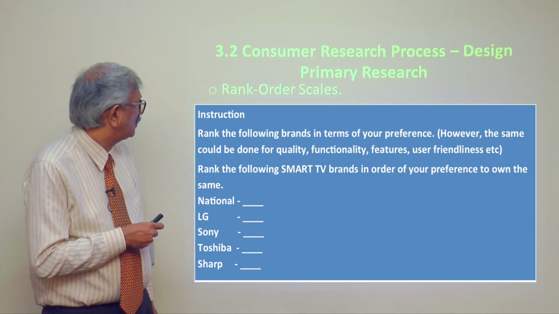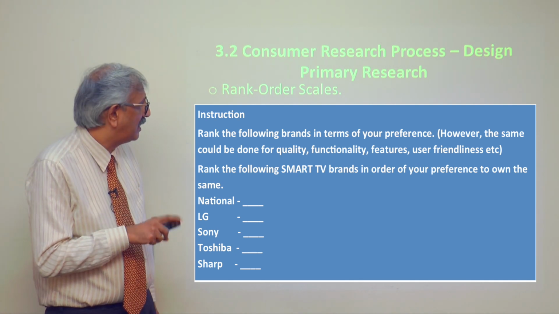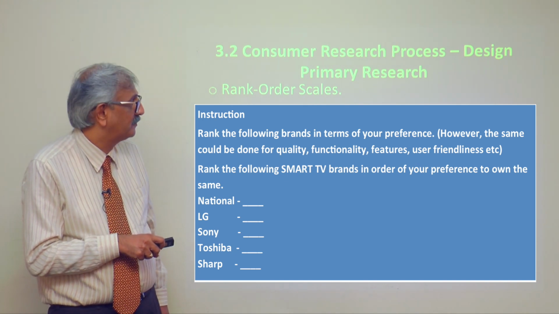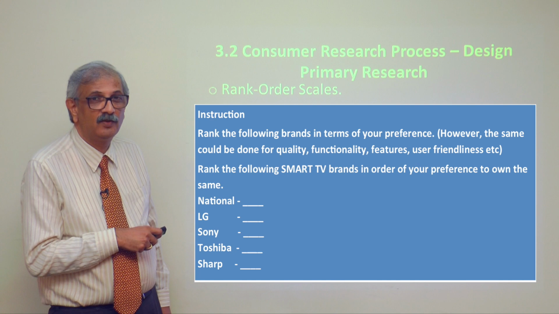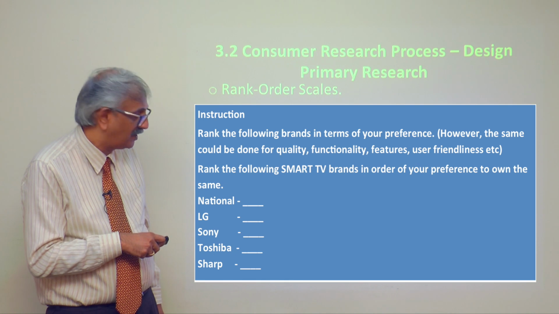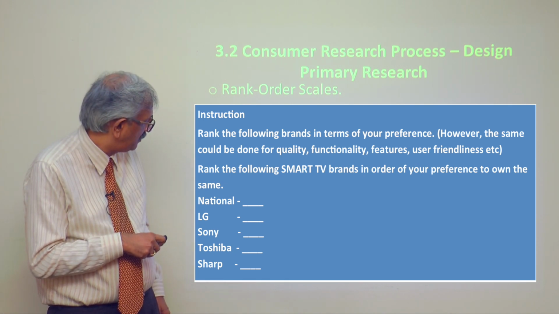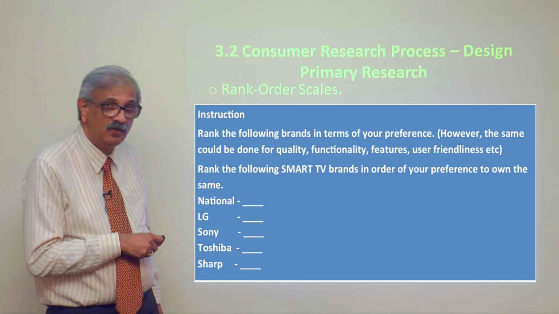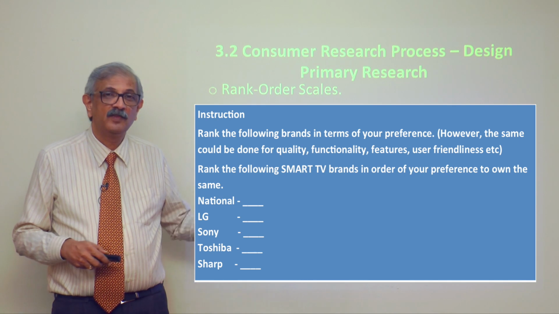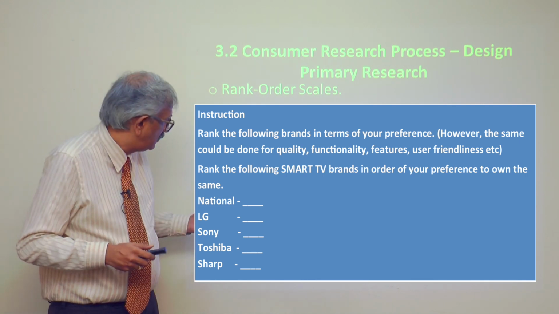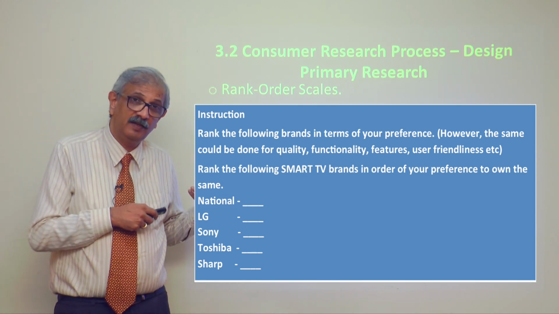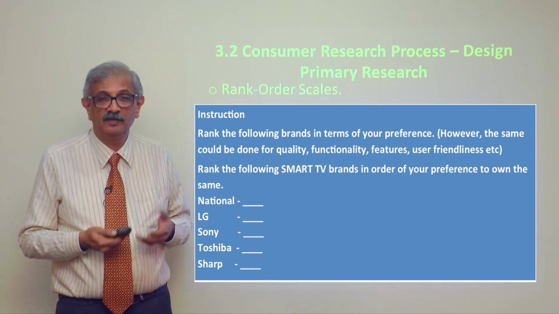Rank order scale. Instructions: rank the following. Here you have to give the ranking. So rank the following smart TV brands in order of your preference to own the same. If you are given an option to own, rank them. Which one you will take first, which is second, which is third. So here the ranks are written. I may say Sony number 1, National number 2, LG number 3. That way the ranks are obtained. And there is a statistical technique behind it which will eventually tell you which is the emerging brand number 1, which is number 2, which is number 3. So that is a big quantitative finding for the marketeer.